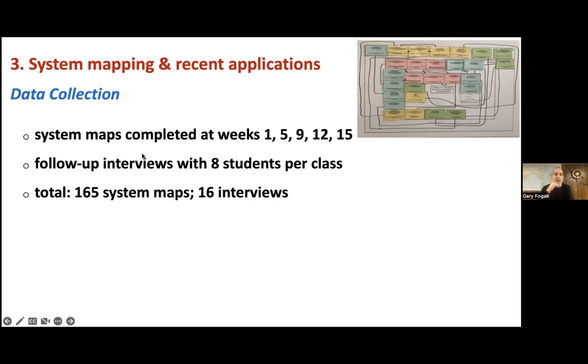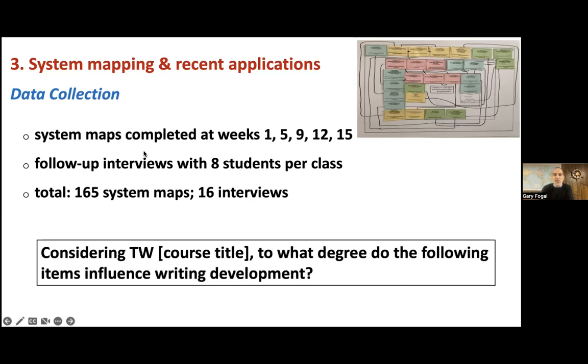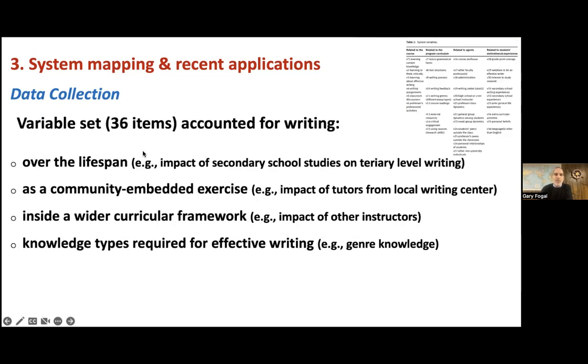The mapping activity itself had students consider this question. Considering TW, which is the course title, to what degree do the following items influence writing development? So this was the question in the middle of the system map. And the variables students were asked to map accounted for writing in these different ways.